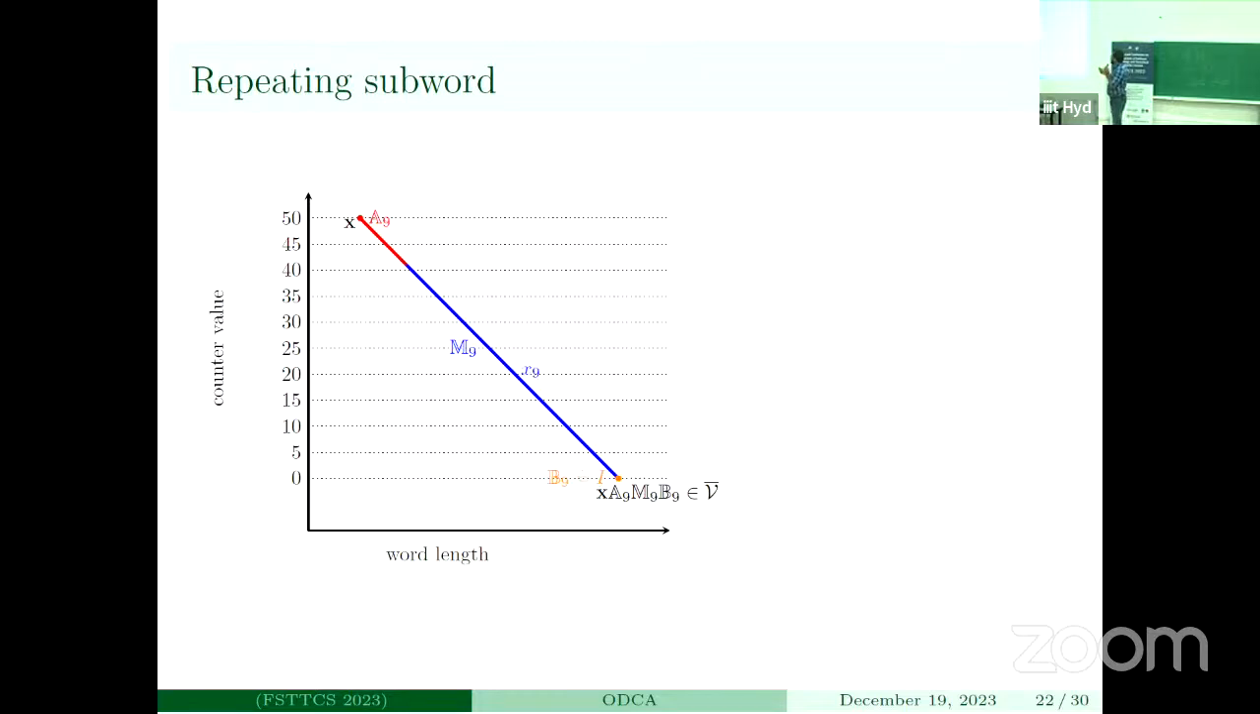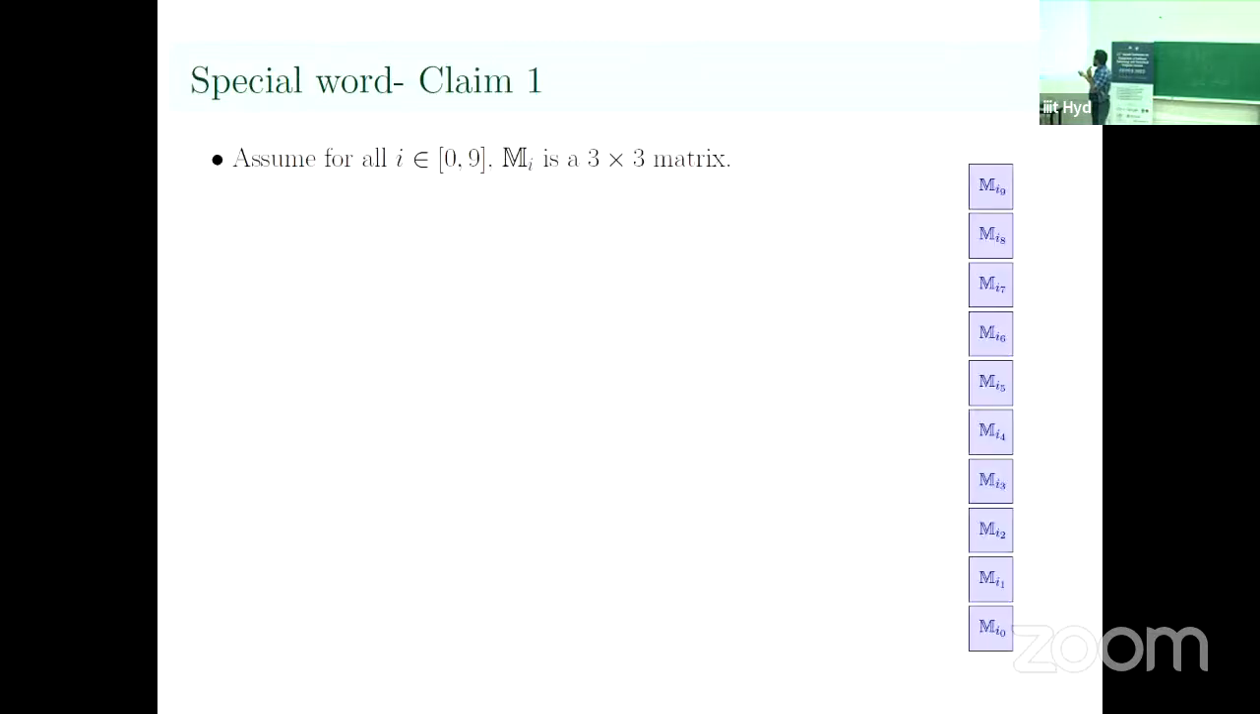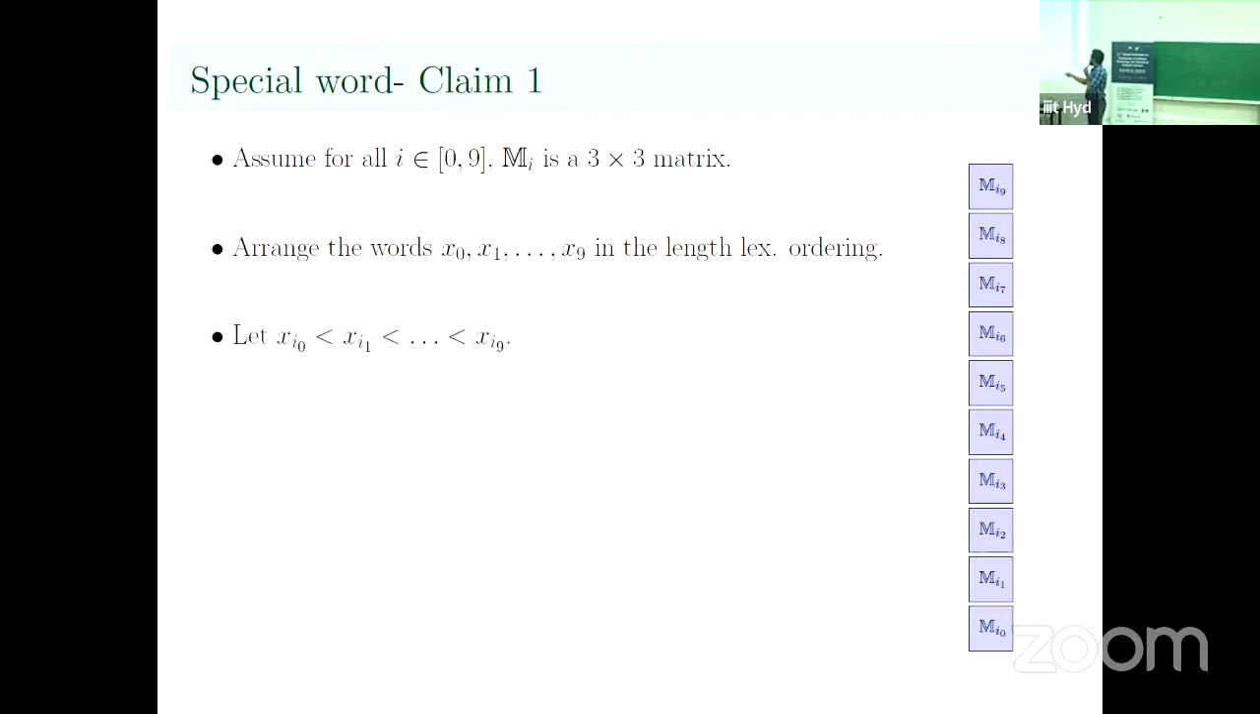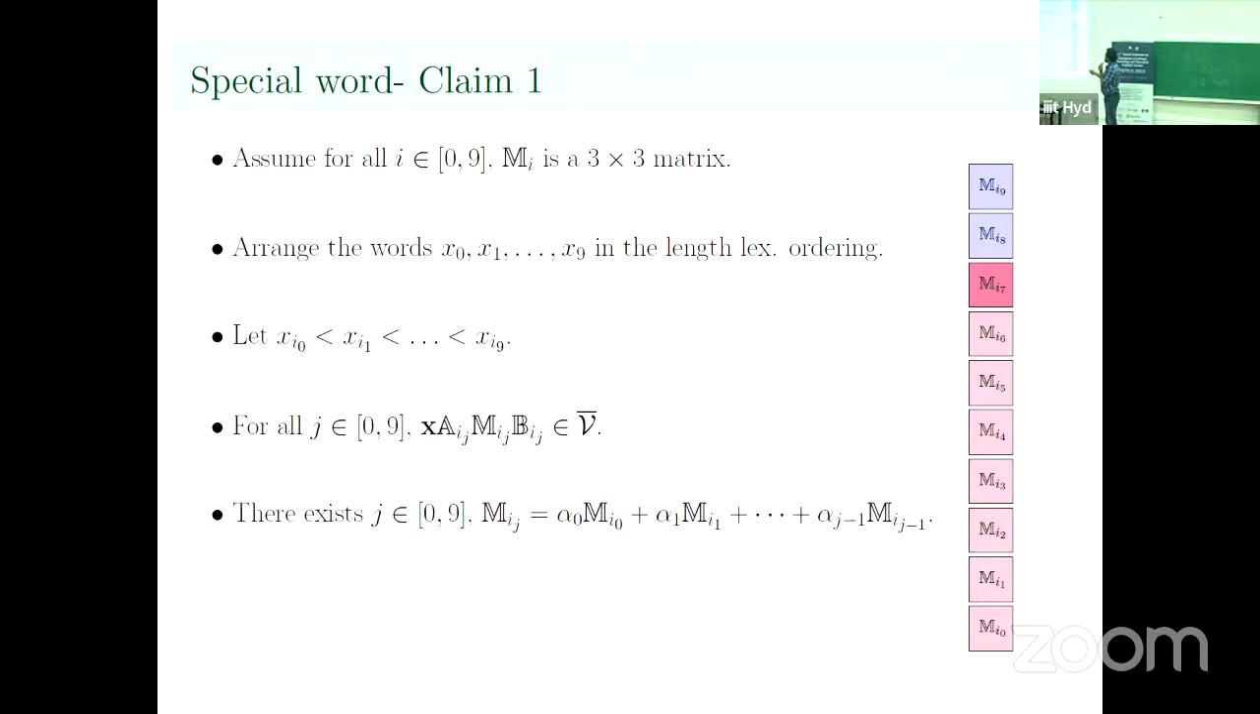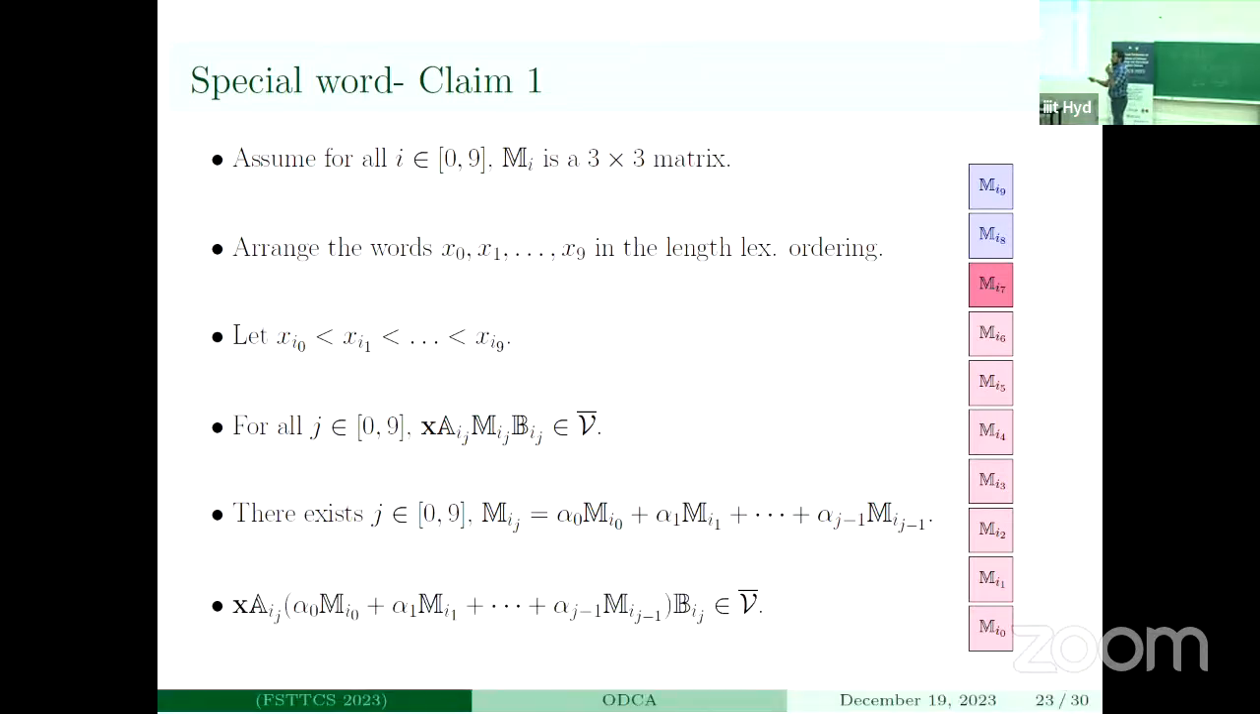So now we apply an argument similar to what we did for the pseudo pumping lemma. Again, we assume that the matrices are 3 by 3 matrices. Now you arrange the words x0 to x9 in the length lexicographical order. So let's say this is the ordering, xi0 less than xi1 less than ... less than xi7. Now we apply a similar claim. We know that for all j, x, aij, mij, bij is in V bar. So there exists some j here, which is a linear combination of everything before it. So the same argument we make.